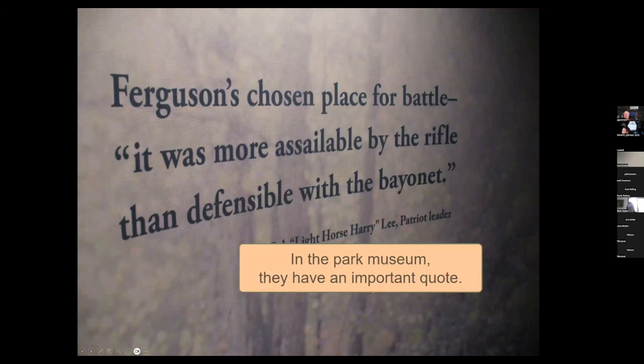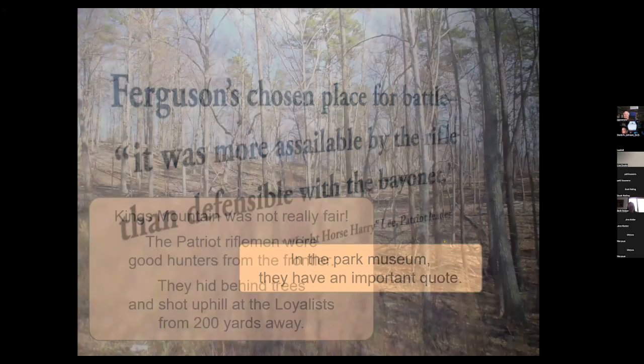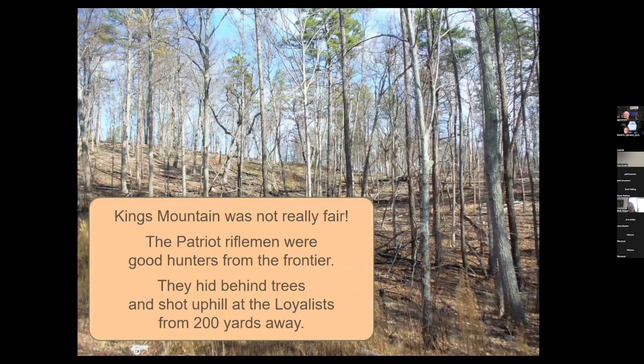In the museum, the park that's there, and again, it's a great park to go visit, Kings Mountain was more assailable by the rifle than defensible with the bayonet. On 3 different times, the British tried to charge down out of the mountain. And the Patriot riflemen, really good hunters from the frontier, were just hiding behind the trees. They were 200 yards downhill.